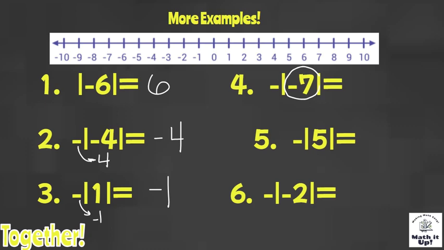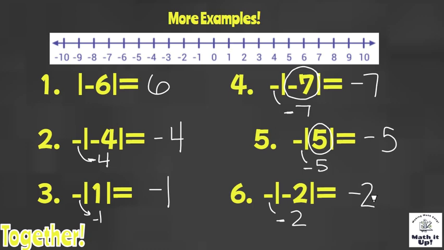Okay, again, we're going to handle our grouping. -7 is 7 spaces away from 0, but we have that negative outside. We have to apply that -1. And our answer is -7. 5, this grouping. 5 is 5 spaces away from 0, applying that negative. And -2 is 2 spaces away from 0, but we're multiplying by that -1, so that answer is -2.